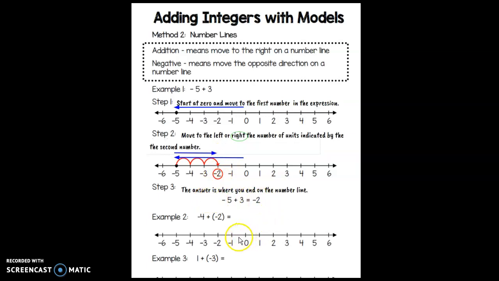I'm expecting you to complete examples 2 and 3 on your paper. Again, remember, start at 0, move to the first number, and then move the right direction for the second number. When you come to class, we'll be checking to see if you have the correct thing. Upload a picture of both assignments on Google Classroom and make sure you hit the submit button.